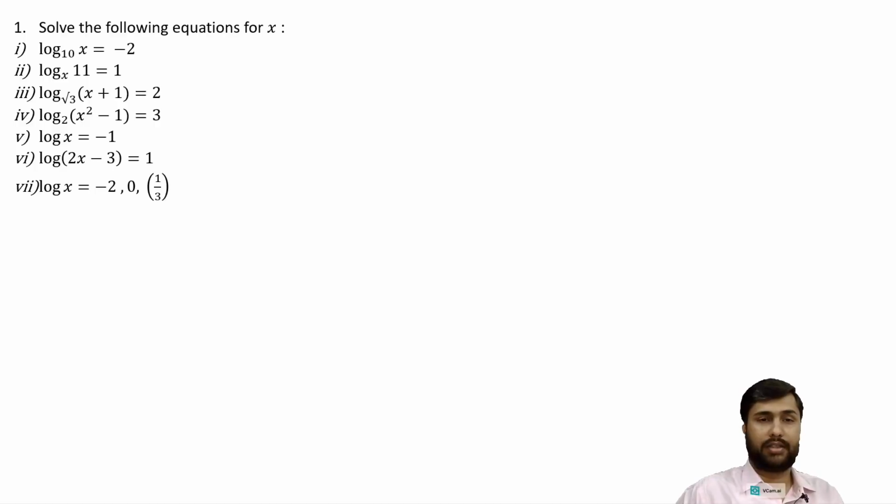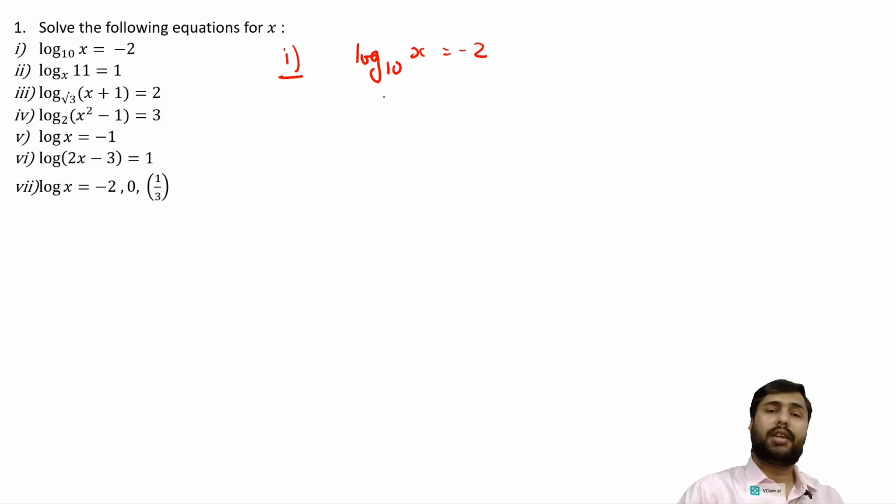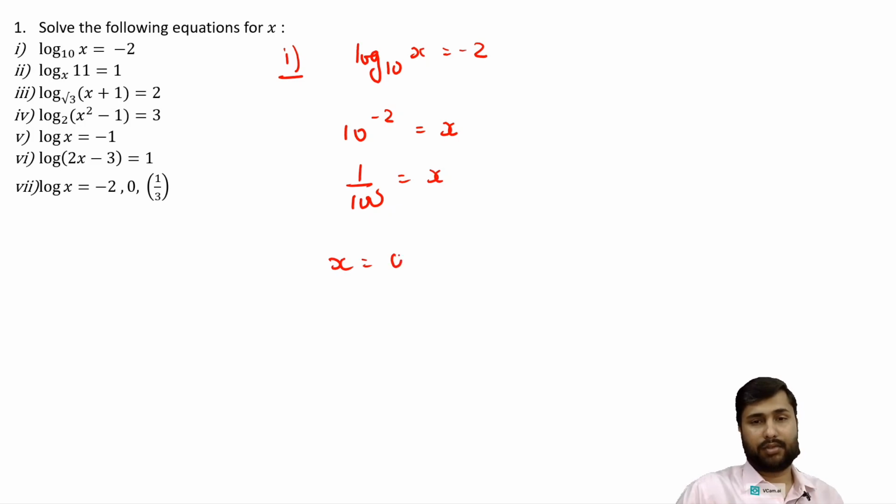Now let us have a look at the third type of questions where we need to solve equations involving log and x. So let us have a look at the first question. The question says log to the base 10 of x is equal to minus 2. First, we'll convert the given logarithmic form to the exponential form, and again the base is 10, it is given, the exponent is minus 2, and this is equal to x. So 10 to the power minus 2 is 1 by 100, which is x, thus x is equal to 0.01, right? That is how we approach these kind of questions.